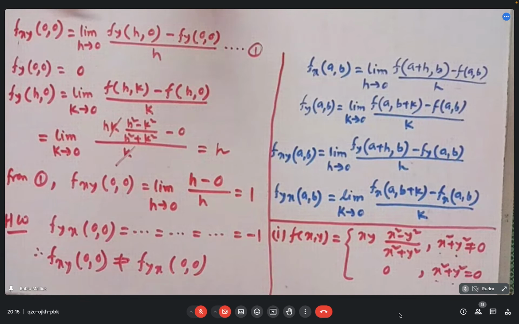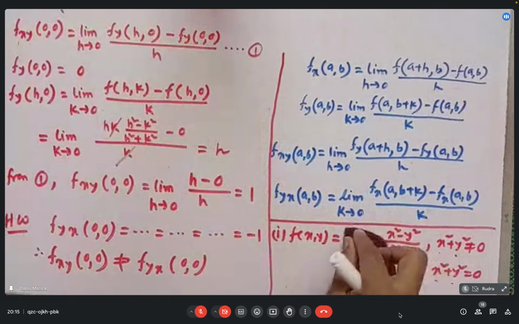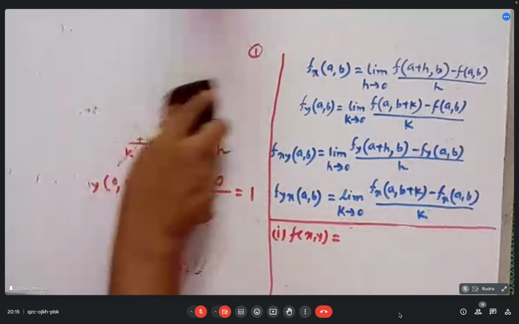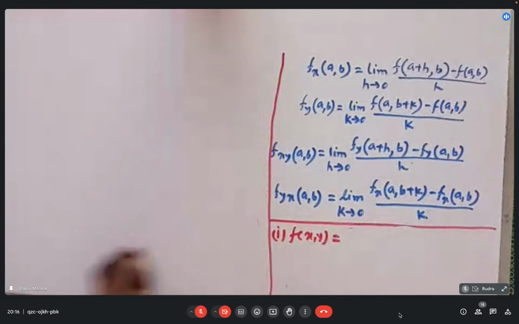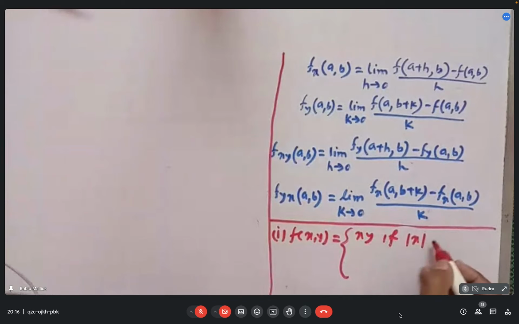Write. Sum number 2. f of x comma y is equal to x into y if mod of x is greater than or equal to mod y, and minus of xy if mod of x is less than mod y.